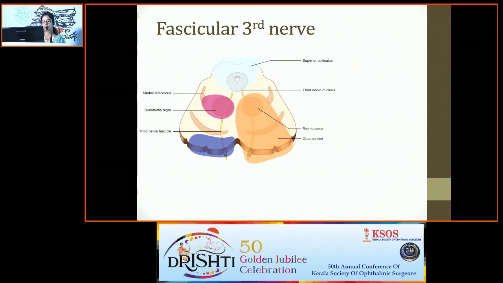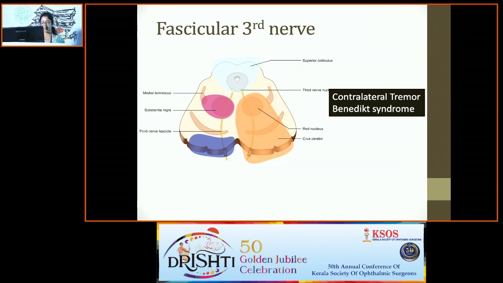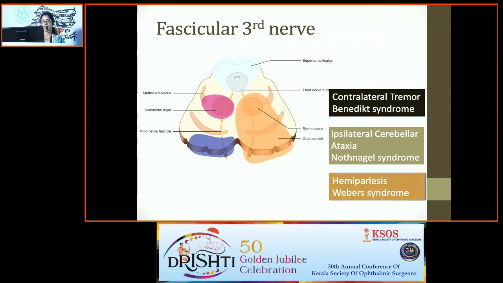Now the fascicular third nerve palsy. Here from the nucleus it passes through the red nucleus. Any lesion at the level of the red nucleus can present with contralateral tremor. So contralateral tremor with third nerve palsy, think of Benedikt syndrome. And when it passes through the cerebellar peduncle, it can cause ipsilateral cerebellar ataxia, that is Nothnagel syndrome. And it can pass through the cerebral peduncle causing hemiparesis with third nerve palsy, that is Weber syndrome.